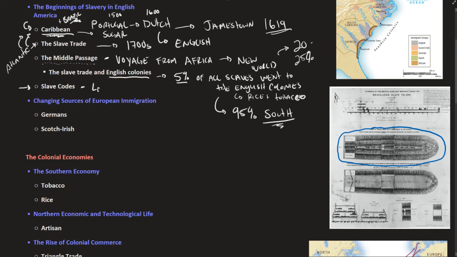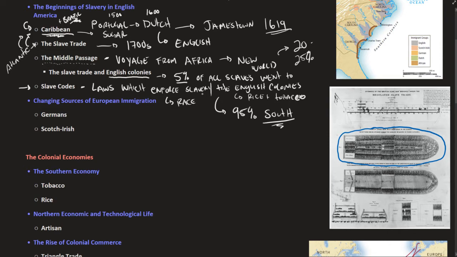Slave codes. Slave codes are laws which enforce slavery. Right, so these laws were ambiguous in the 1600s. There really was no differentiation, at least legally speaking, when it came to indentured servitude in the law codes. But as African slaves replaced white indentured servants, law codes changed to create a society in which race was ultimately the determining factor.